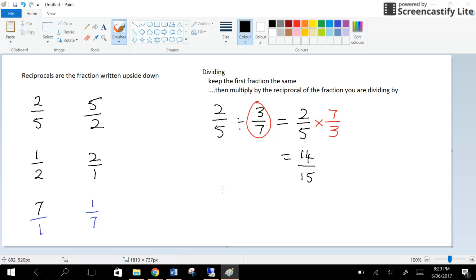If we have something like 3/10, and we're dividing by 1/3, do it in one hit this time. The first fraction stays the same, so we have 3/10, and we change it to times, and we times it by its reciprocal. So its reciprocal is 3/1. Okay, going through this, working out the answer, 3 times 3 is 9, 10 times 1 across the bottom is 10. So we have an answer of 9/10.